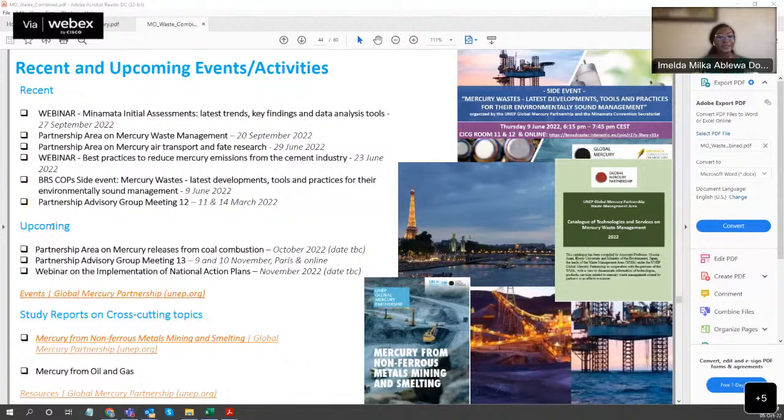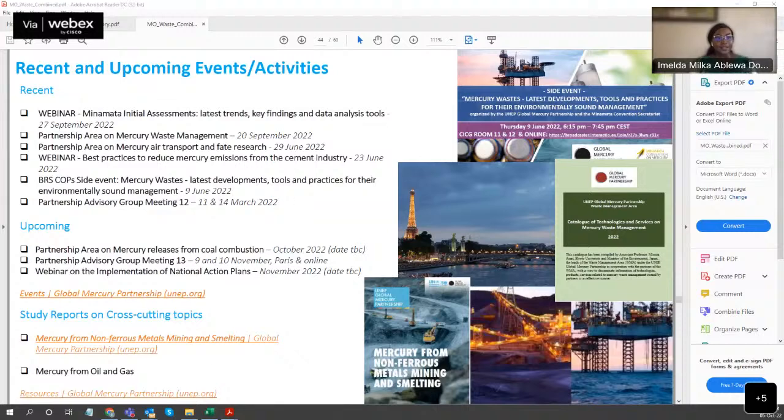Also in September, the waste management area held its annual meeting back-to-back with the International Solid Waste Association ISWA Congress, which was organized in Singapore. But here again, my colleague Nicola will provide further details on that meeting. In June, under the BRS COPs, we co-organized, together with the waste management area and the Minamata Convention Secretariat, the side event on mercury waste, latest developments and tools and practices for their environmentally sound management.